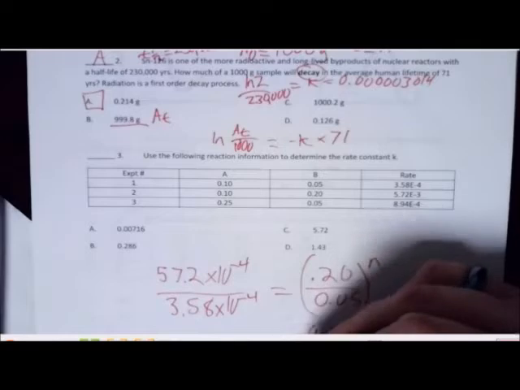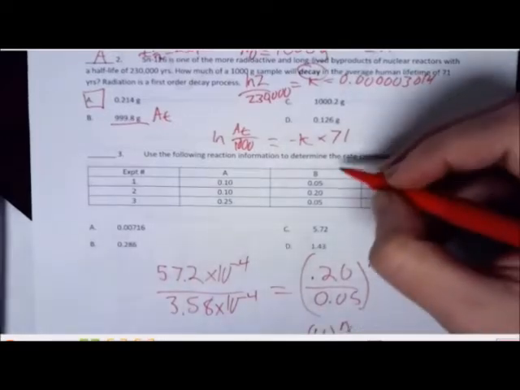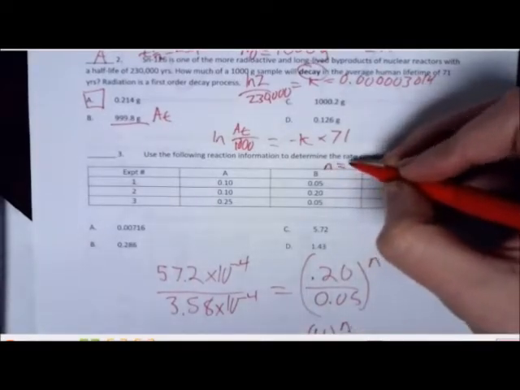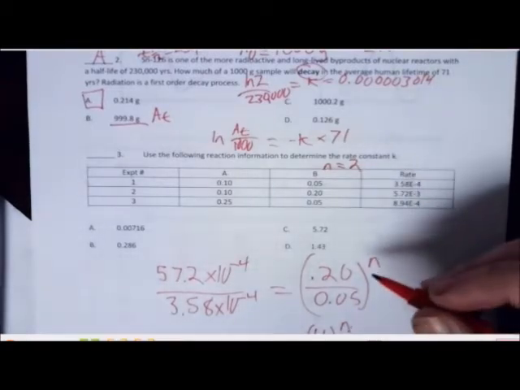How can these be equal? That can be equal if n equals 2. N equals 2.